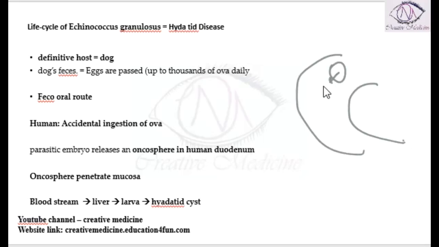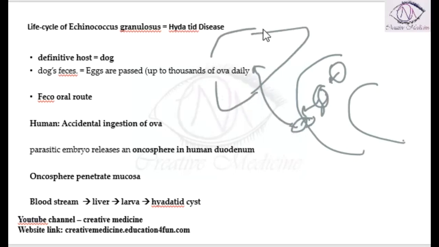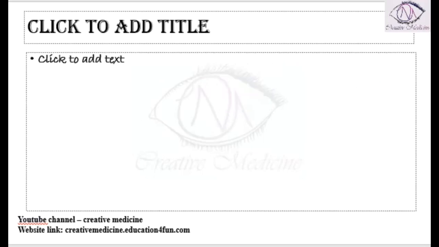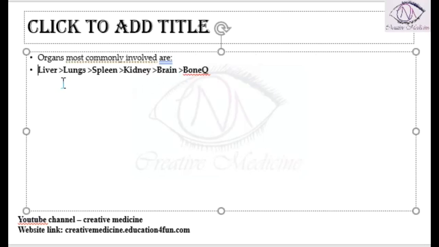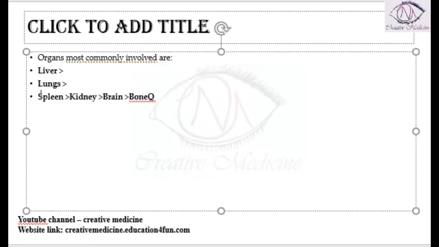In the duodenum, the ova release an oncosphere, which penetrates the mucosa, and from there it reaches the liver. In the liver, it results in a hydatid cyst. If you were asked what is the most common organ involved in Echinococcus granulosus, the liver is the most common organ involved, followed by lungs, spleen, kidney and brain. Bone is the least common.